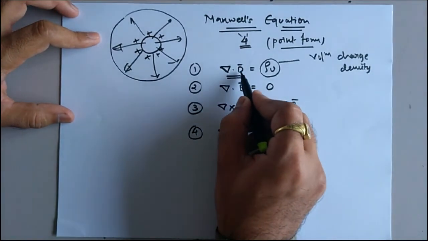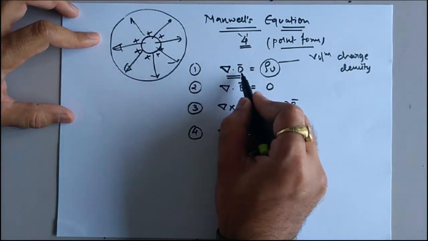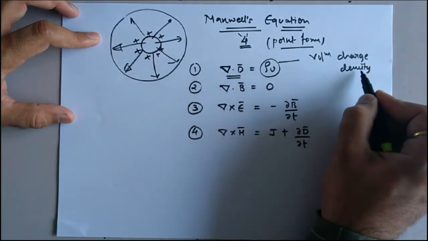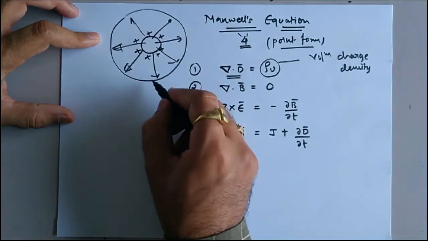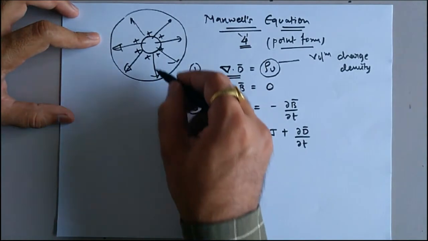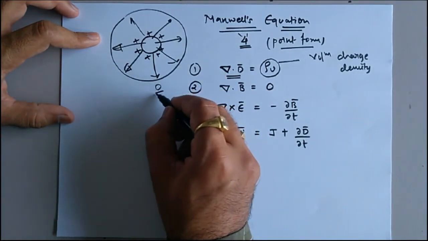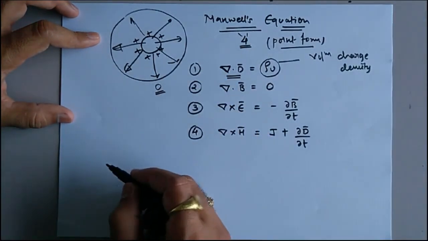That means if you take the divergence of electric flux density, it is going to be equal to a volume charge density. And if this equation is going to be 0, that means the net electric flux coming out from this particular charge or sphere is going to be 0.